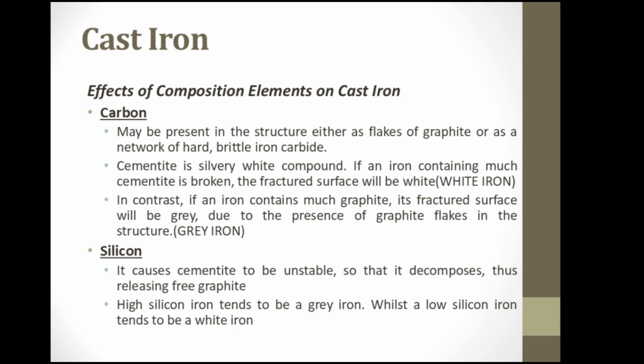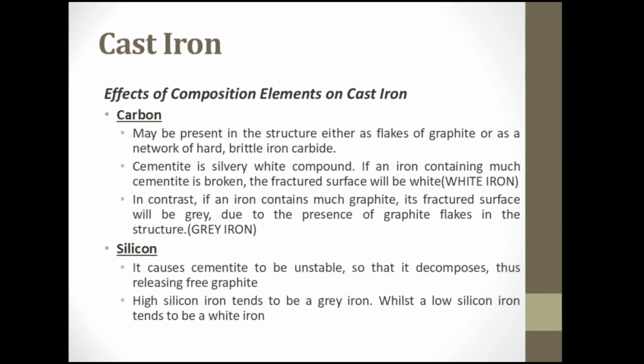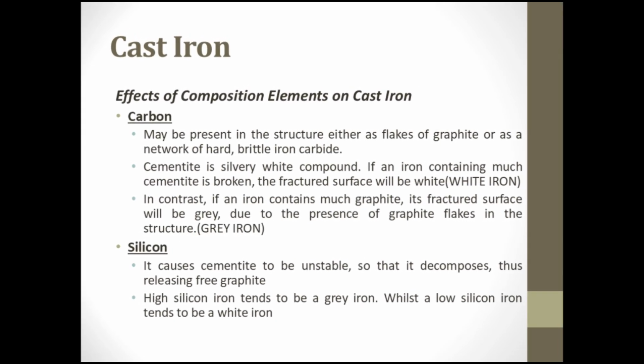Cast iron. Effects of composition elements on cast iron. Carbon may be present in the structure either as flakes of graphite or as a network of hard, brittle iron carbide. Cementite is a silvery white compound. If an iron containing much cementite is broken, the fractured surface will be white iron.